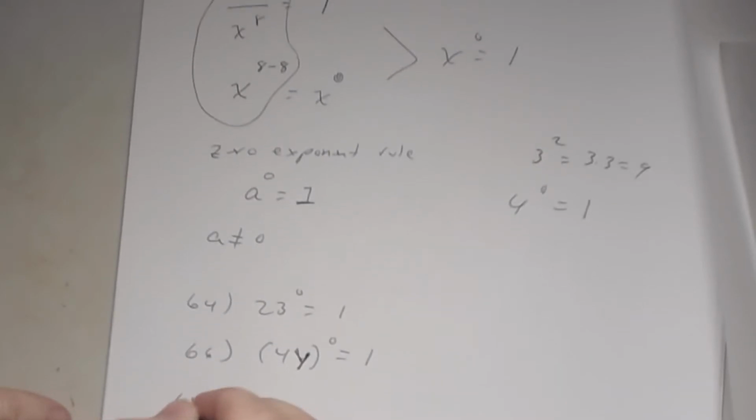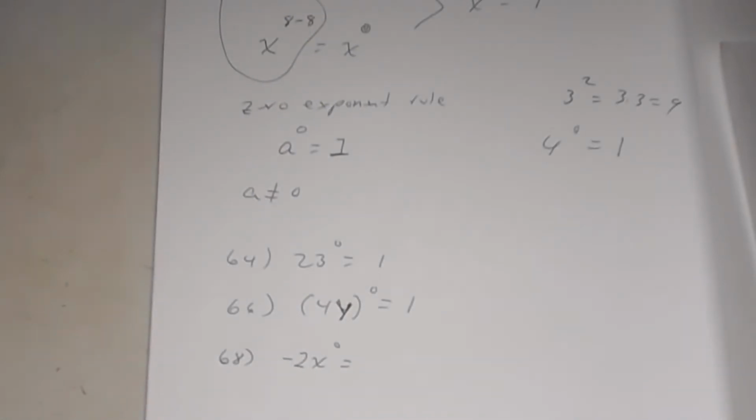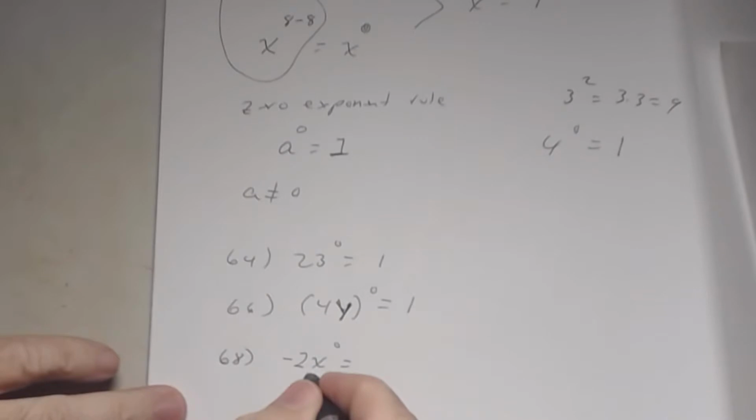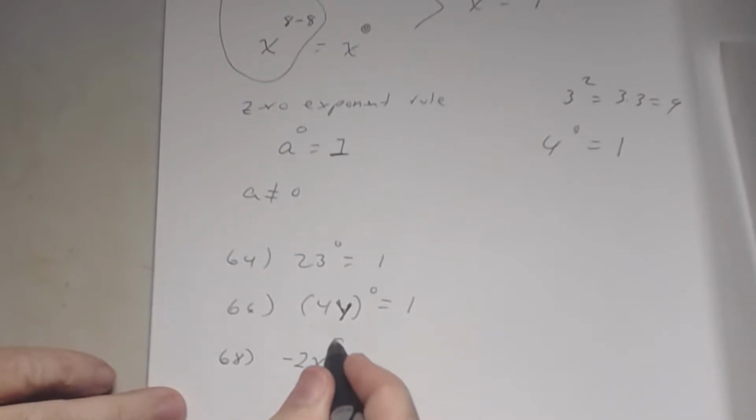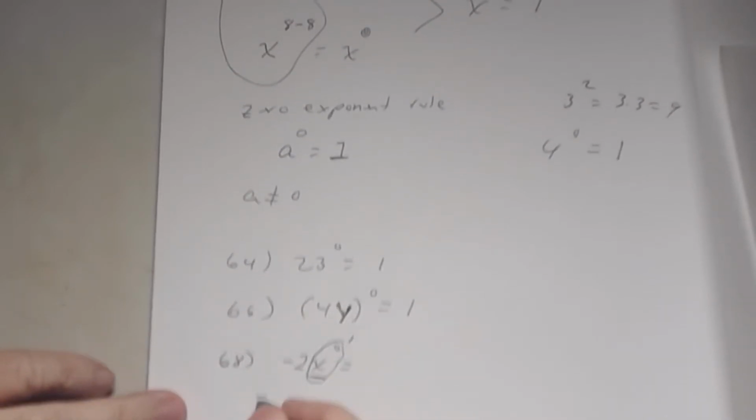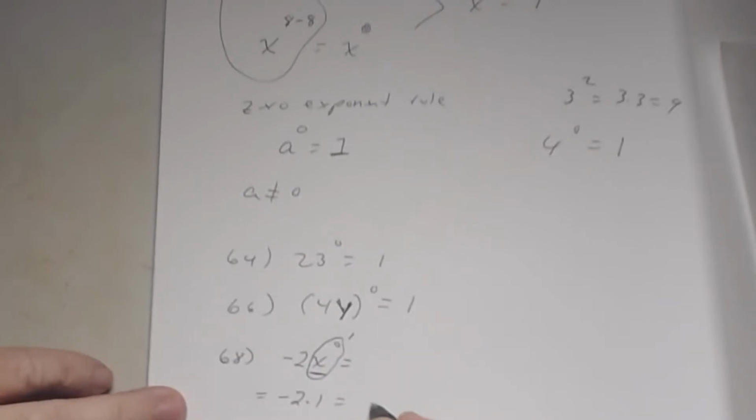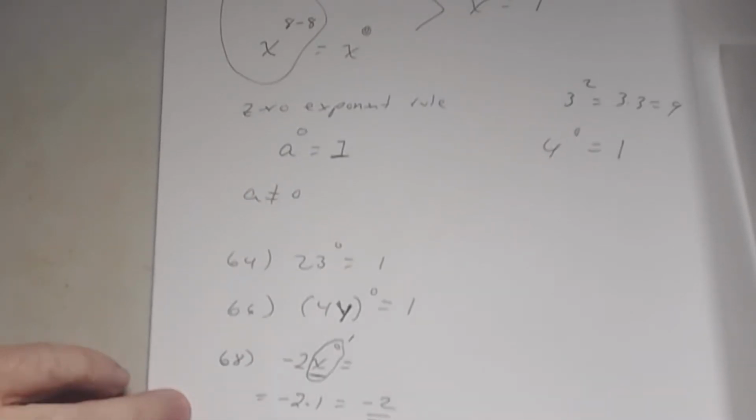68. You've got to be careful. What's this equal to? Negative 2. That's equal to negative 2. What's the only thing being raised to the 0 power? The x. So this right here that I'm underlining, that is 1. So this becomes negative 2 times 1, which is what? Negative 2.